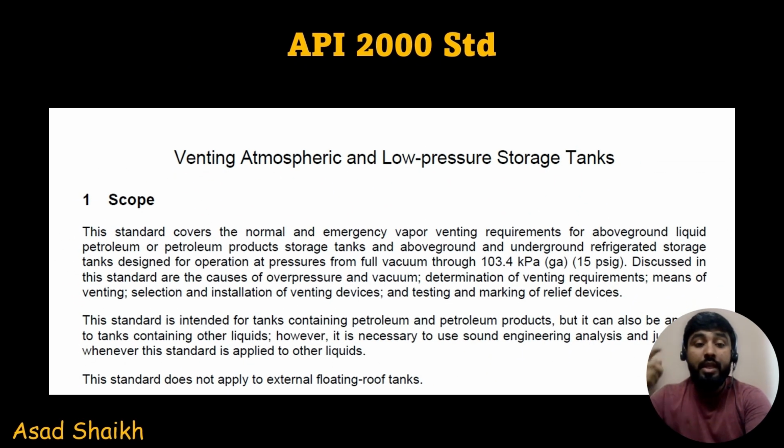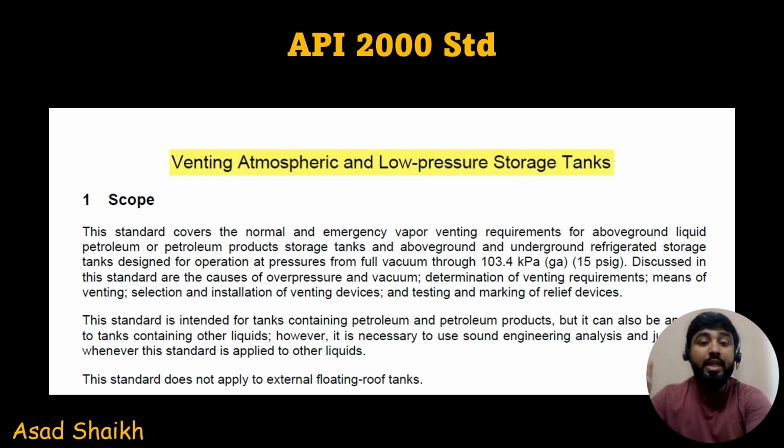If you see here, the API 2000 standard itself says that it is for venting atmospheric and low pressure tanks. So you know atmospheric pressure is near about 14.7 psig. See here the clause where it says that for an operating pressure from full vacuum up till atmospheric pressure, this standard can easily be applied.